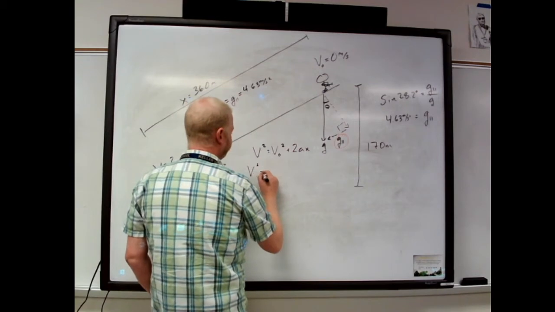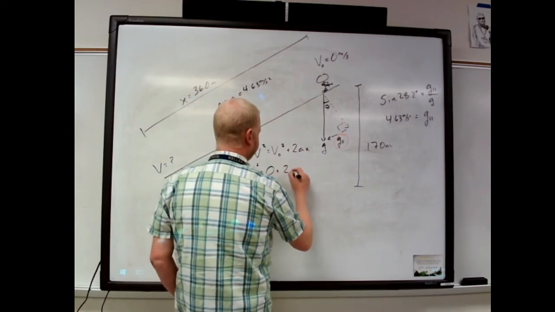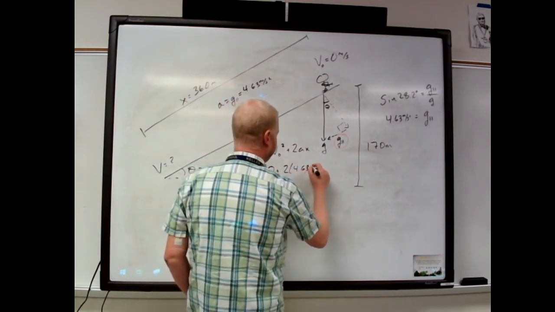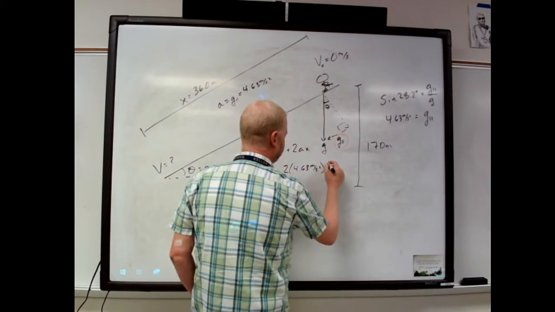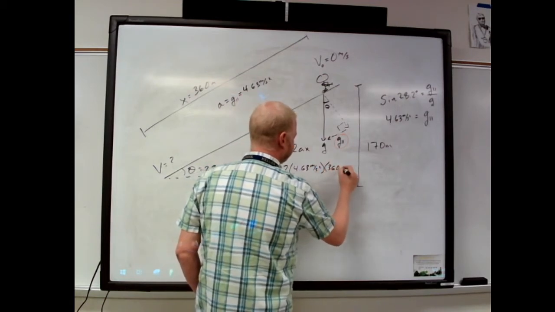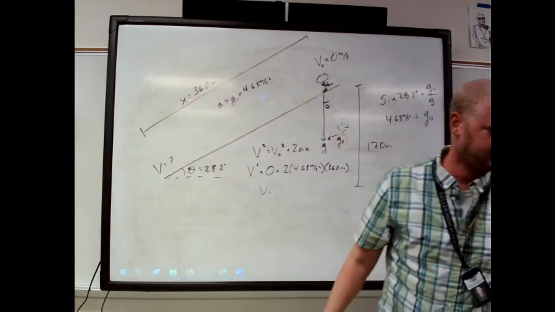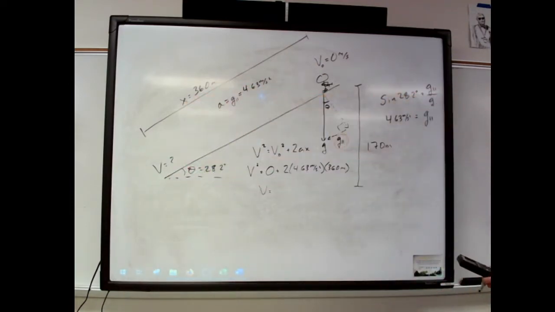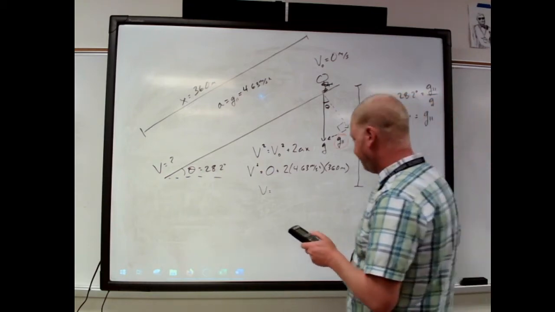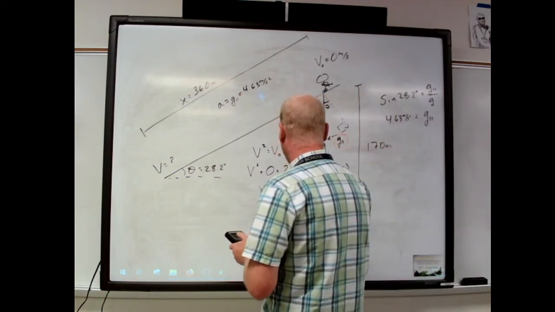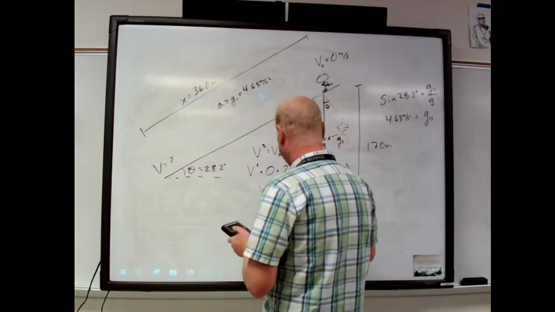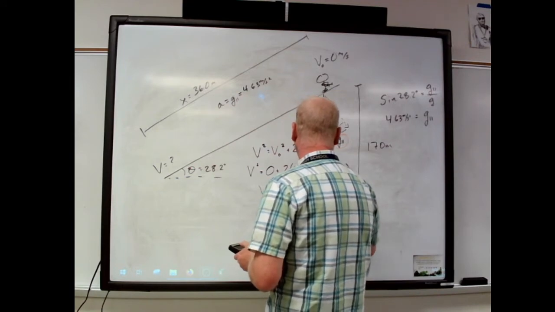Where our unknown v squared is equal to 0 plus 2 times 4.63 meters per second squared times 360 meters. So you solve that out. So 4.63 times 2 times 360, take the square root, and we get 57.7 meters per second.